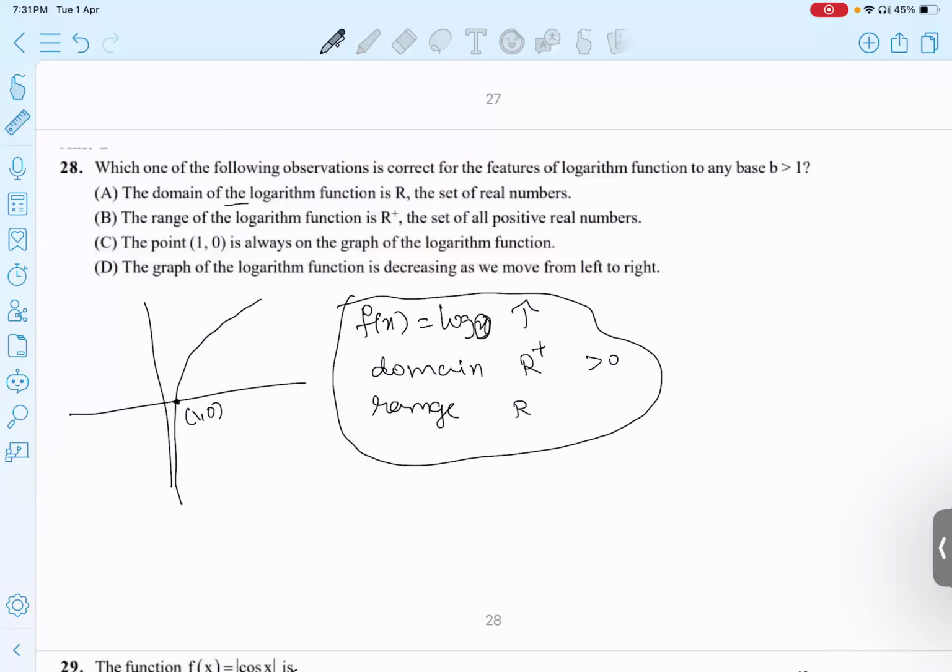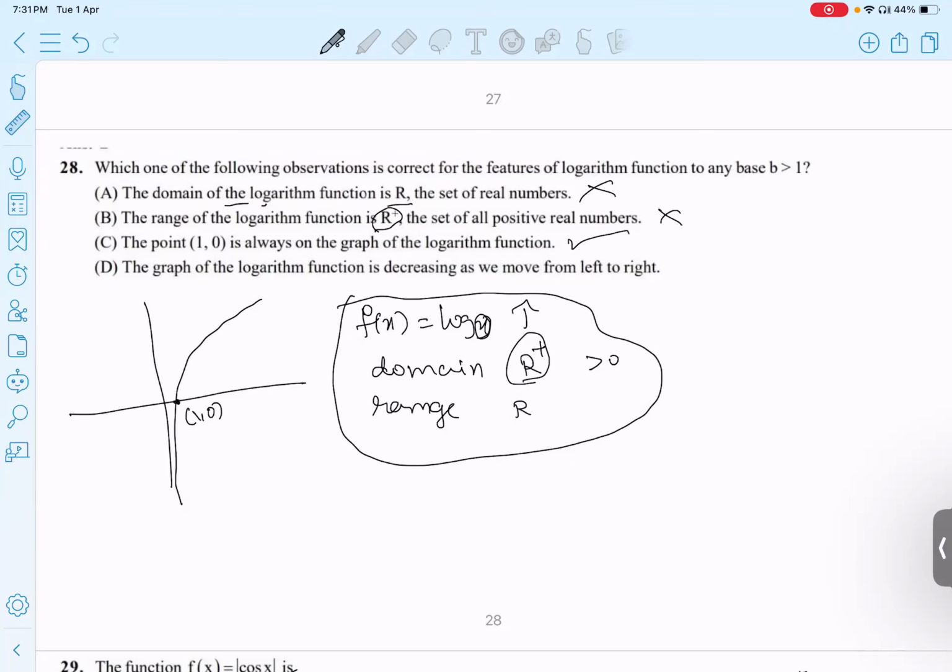The domain of a logarithmic function is R. So just now I explained, the domain of the logarithmic function should be positive real numbers, so this is wrong. The range of a logarithmic function is R plus. No, the range can be a positive or negative real value. Now, the point 1, comma 0 is always on the graph of the logarithmic function. Yes, it is. The graph will take a turn at the point 1, comma 0. So this is the right option. But we'll see the fourth option as well.